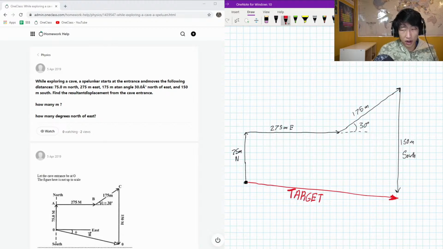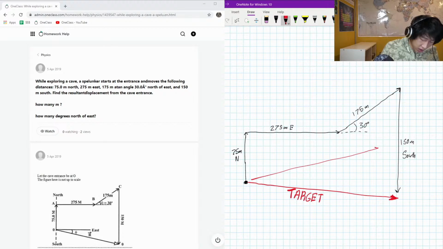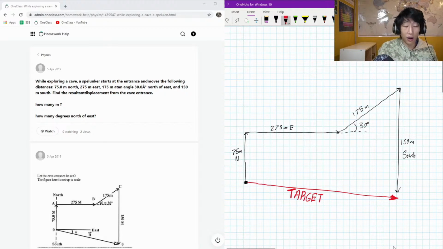Now, from the way that I drew this, it looks like the target is going to be southeast, but that could just be my drawing errors, right? So keep in mind that these are not necessarily to scale. It could also be pointing this way, depending on how to scale your drawing is. But this is the general gist of it.